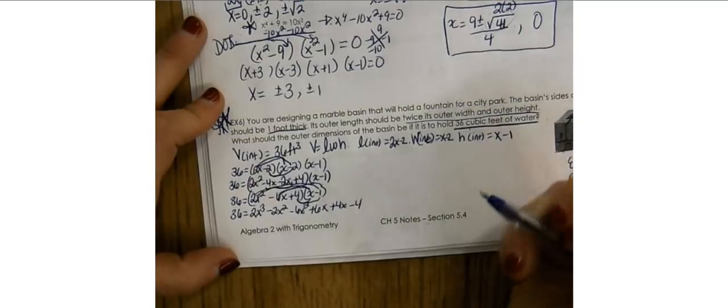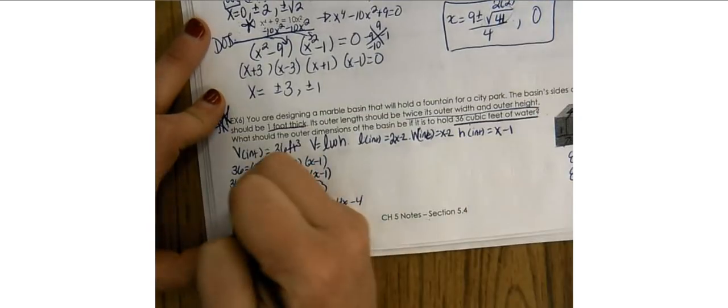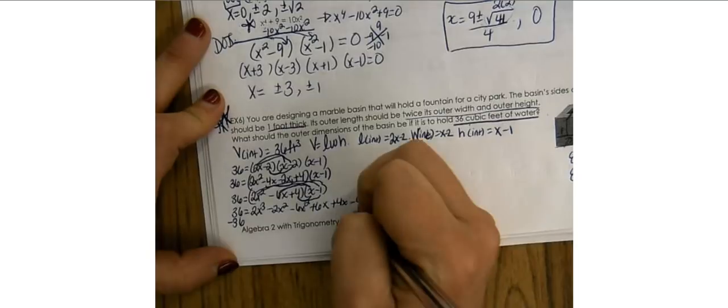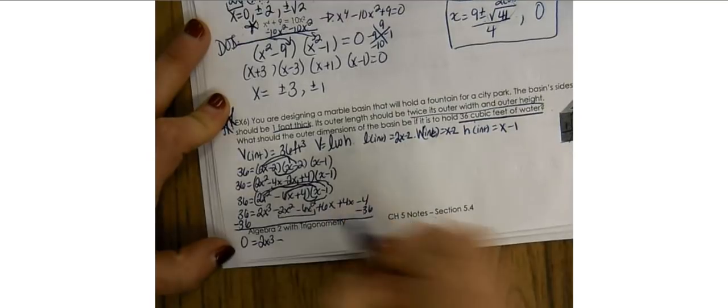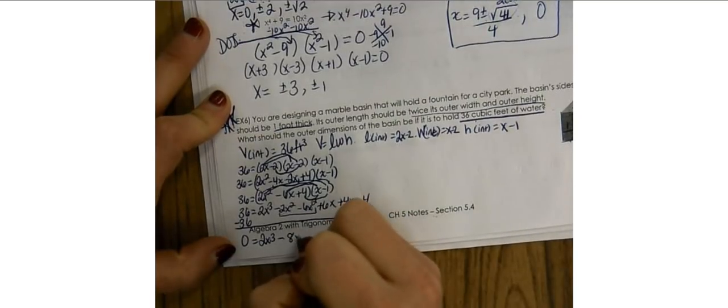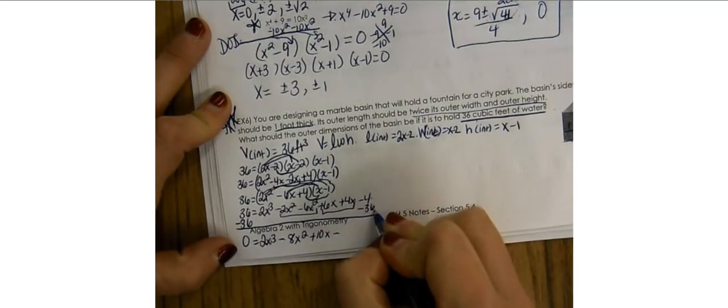This equation needs to equal 0, so at this step, while I'm combining all of my like terms, I'm going to subtract 36 on both sides. So now I have 0 is equal to 2x cubed minus, combining my like terms, 8x squared. 6 plus 4 is plus 10x, minus 4 minus 36, that's minus 40.